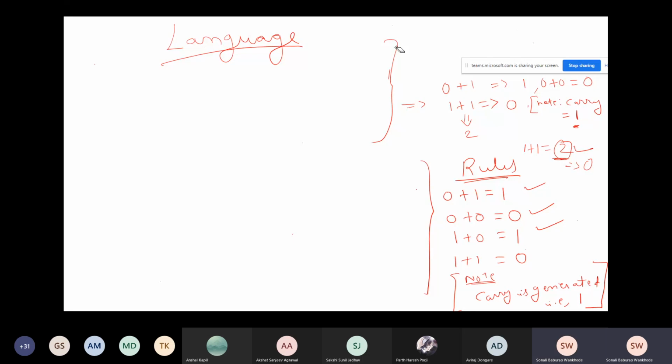So remember this concept. There are 4 rules here for how binary addition takes place. Just remember this, and always a carry is generated at that point of time, and then you use that carry in your next addition. You go on adding it.